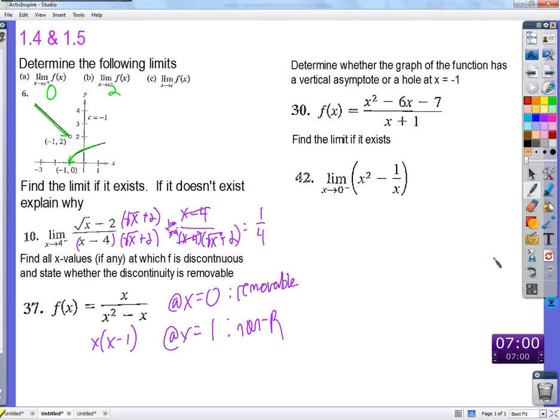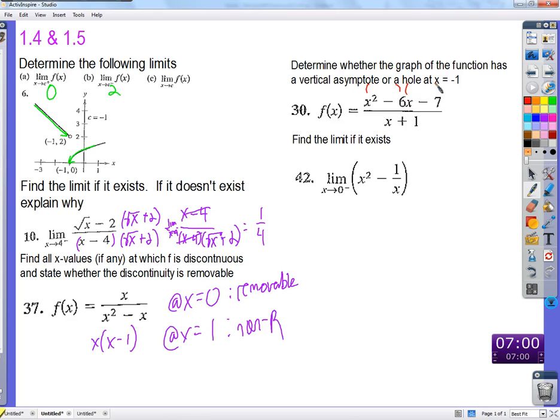Okay, determine whether the graph of the function has a vertical asymptote or a hole. Sounds familiar, right? That's almost exactly the same question as 37, but slightly different. And actually, if you look at the book, number 30, the instructions say removable discontinuity. So specifically, we're talking about vertical asymptotes being the kind of non-removable discontinuity. Okay, how do we approach this problem?